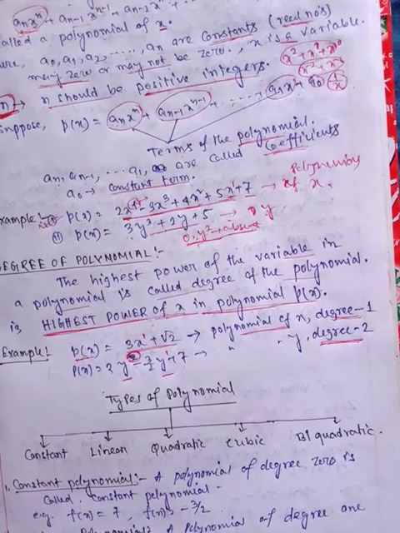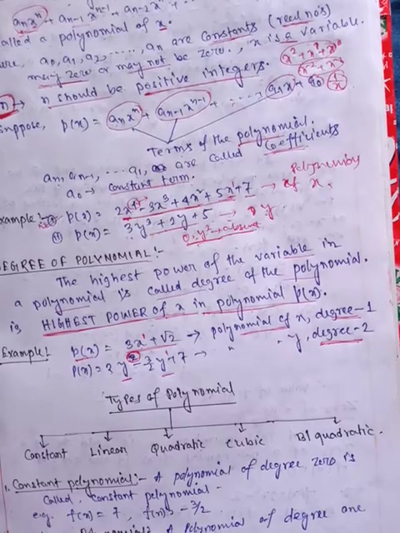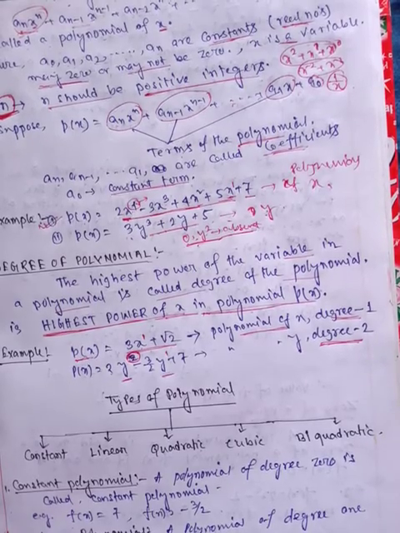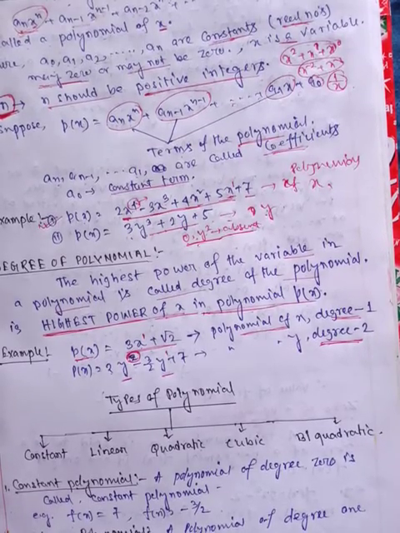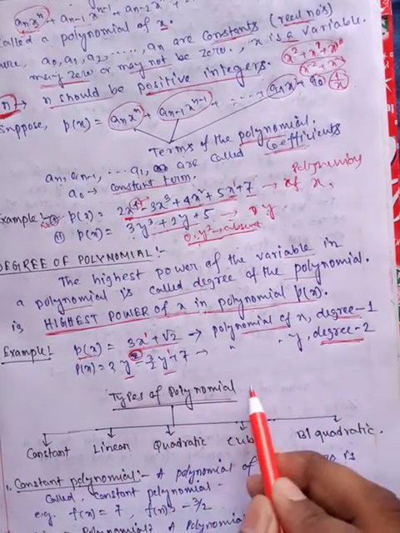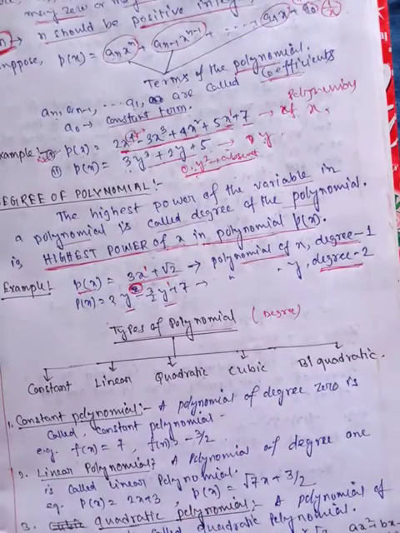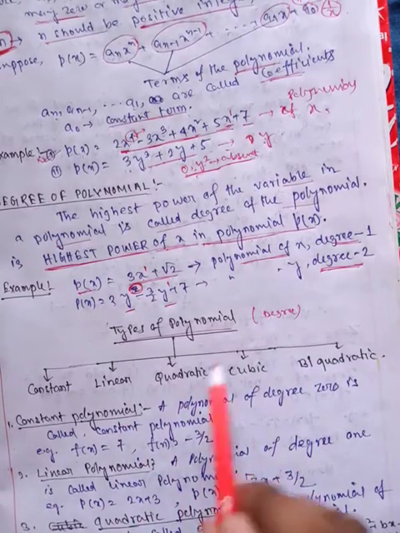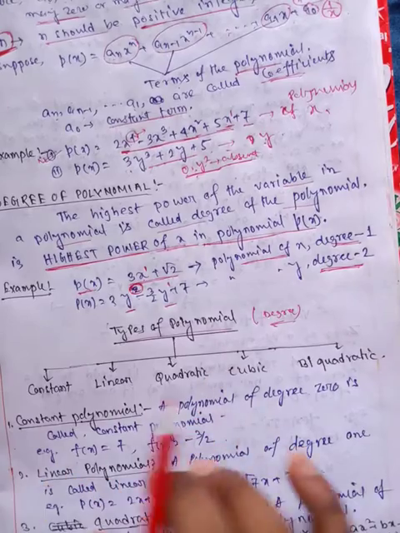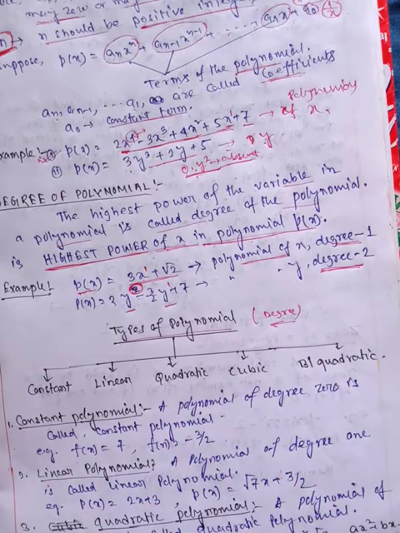Now according to the degree of the polynomial, we are going to discuss the different types of polynomials and their names. For a particular degree of a polynomial, we can give that polynomial a particular name. So, types of polynomials according to their degree. Okay, there are 5 types of polynomials according to their degree. All are polynomials, but for a particular degree of the polynomial, we use a particular name.